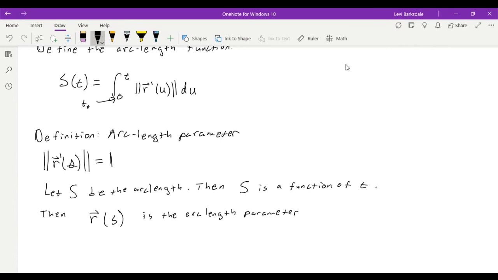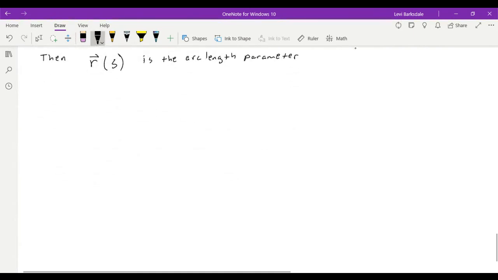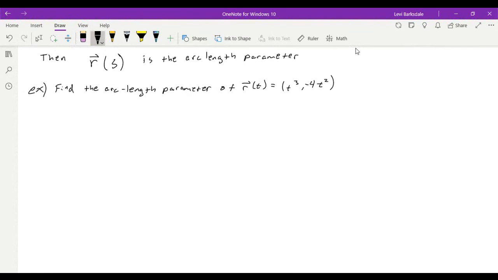Now, I'm going to go ahead and do an example because the definition is a bit confusing if you're just looking at it. I think an example can really help clear things up. So let's say the example is find the arc length parameter of r of t equals t cubed, comma, negative 4t squared. All right.